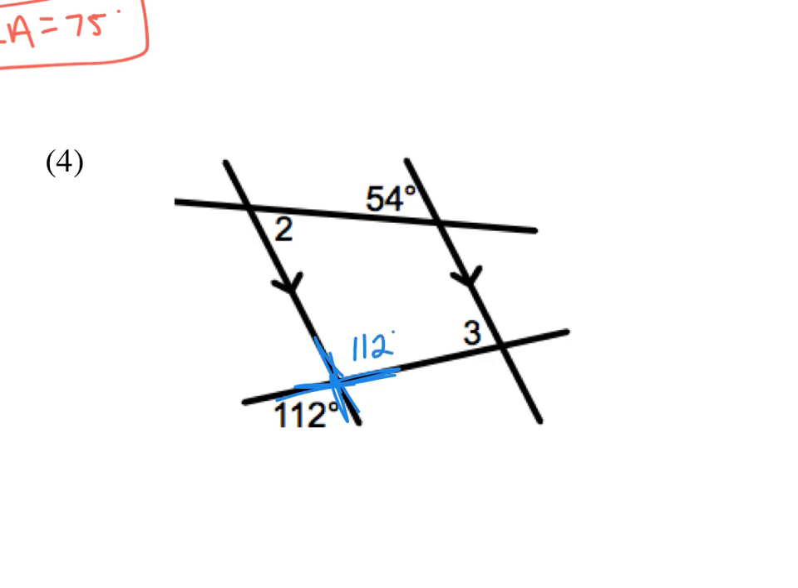I know angles on the same line add up to 180. So I have a 54 degree angle right here, so I can say 180 minus 54. 180 minus 54 is, let me figure it out in my head, 126 degrees.